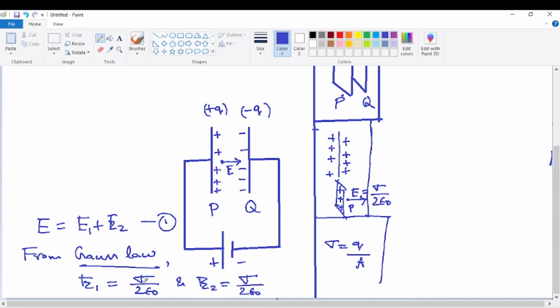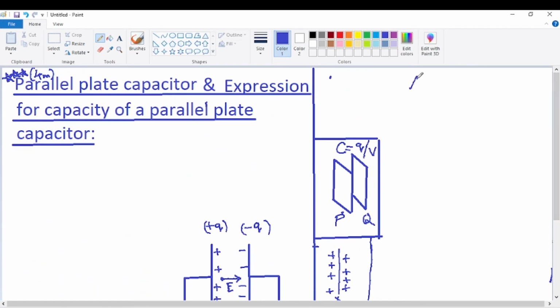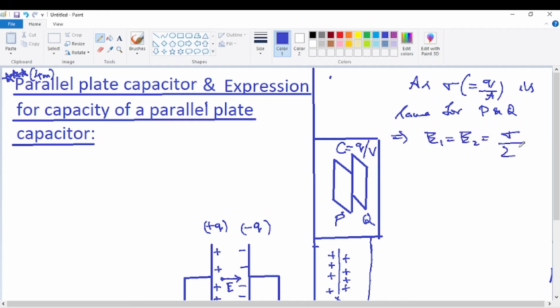Now in both cases, sigma is same, because sigma is what? Charge by area. So sigma being same, E1 and E2 are equal. So the very next step is, as sigma is same, sigma is Q by A, which is same for P and Q. What does this mean? This simply means that E1 is equal to E2 is equal to sigma divided by 2 epsilon naught.